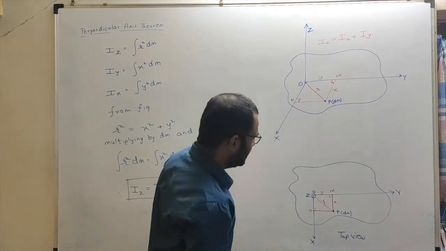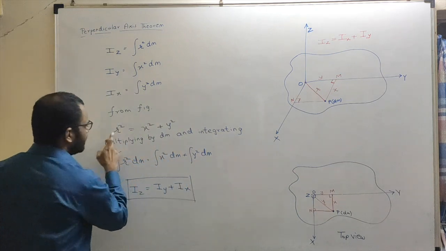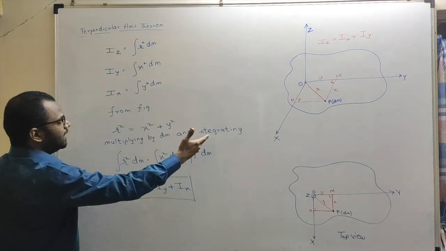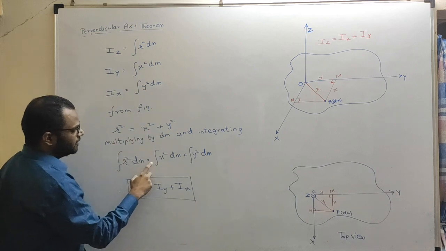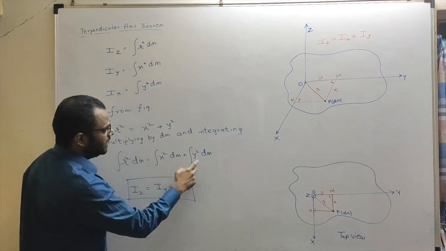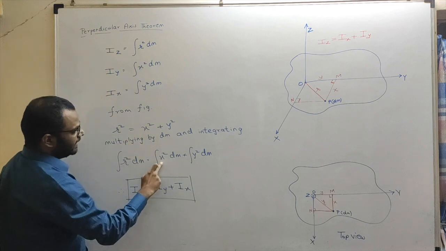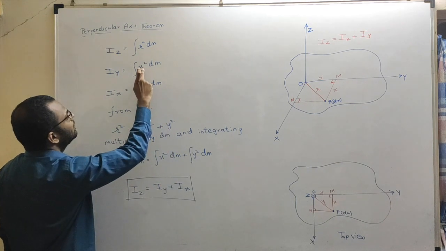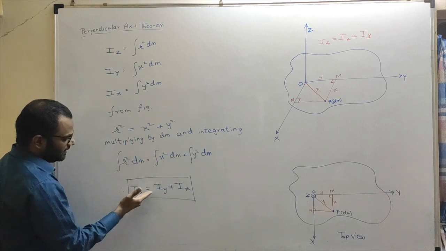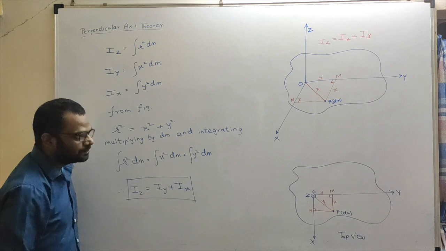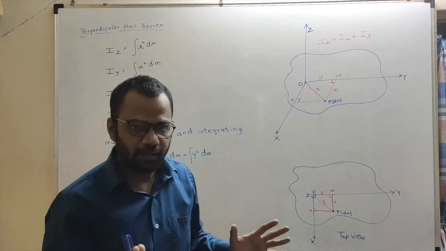Now from the figure, you can easily see using Pythagoras theorem, r square is equal to x square plus y square. Multiplying throughout by dm and integrating, we get integration of r square dm is equal to integration of x square dm plus integration of y square dm. Integration of r square dm is nothing but Iz. Integration of x square dm is nothing but Iy. Integration of y square dm is nothing but Ix. So Iz is equal to Iy plus Ix. This proves the perpendicular axis theorem. So it was easy.